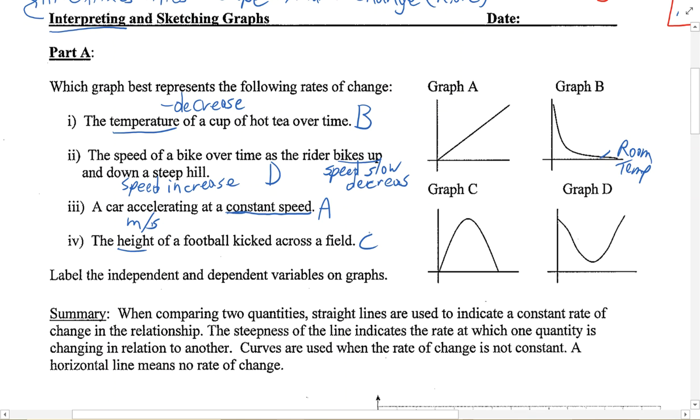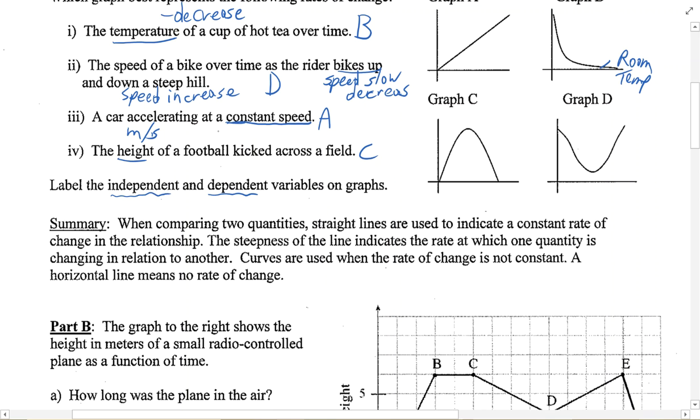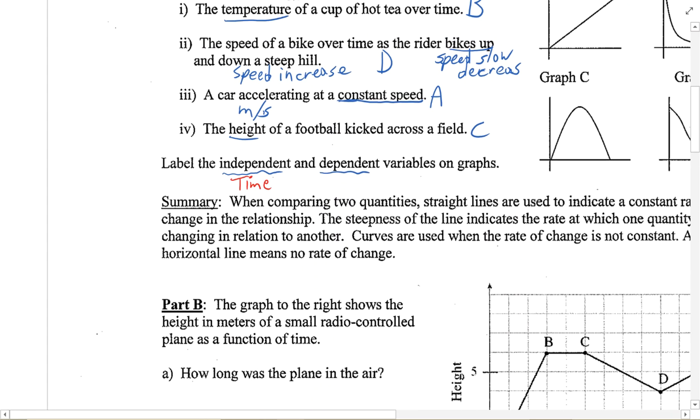Okay? So matching the graph to the situation takes a little bit of thinking through, and some tricks. So the first trick is you got to label the independent and the dependent variables. The most common independent variable is time. Okay, so time almost always is independent. And dependent is what you are going to measure.